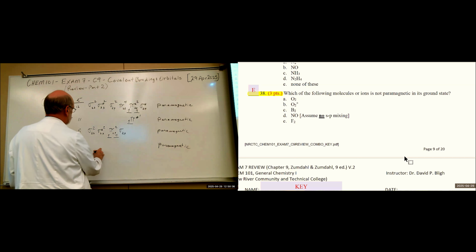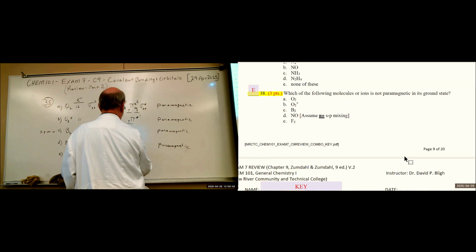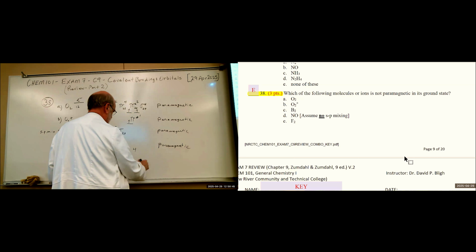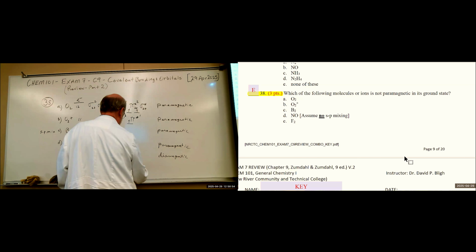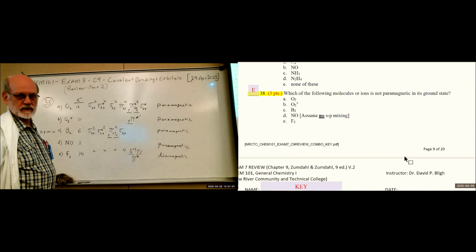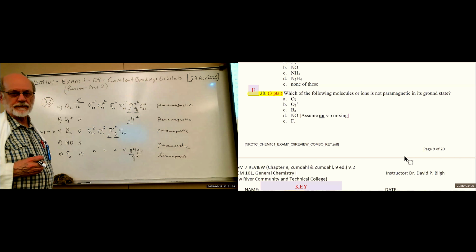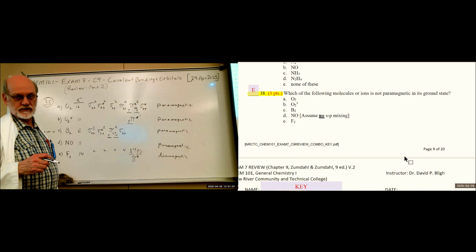So it's going to be 2, 2, 2, 4, which is 6, 10, 4 more, and 4. This is diamagnetic. Because this pi star, which is the highest one, is completely filled. Yep. So that the last one, fluorine, difluorine, is diamagnetic. It's not paramagnetic in its ground state.